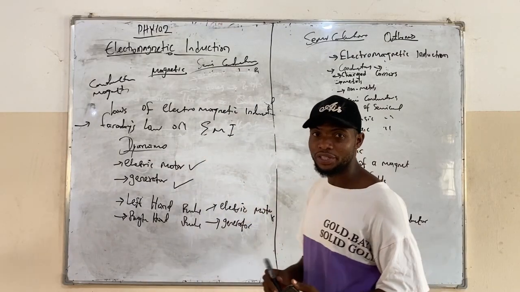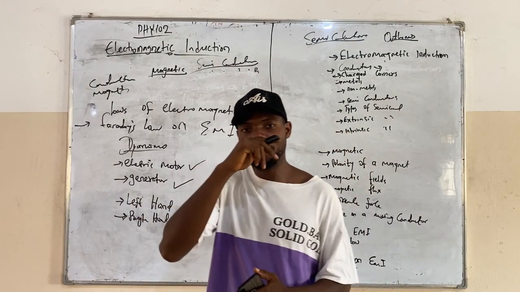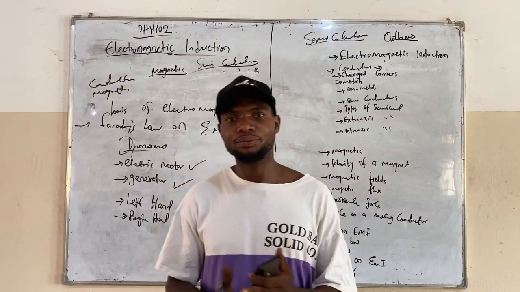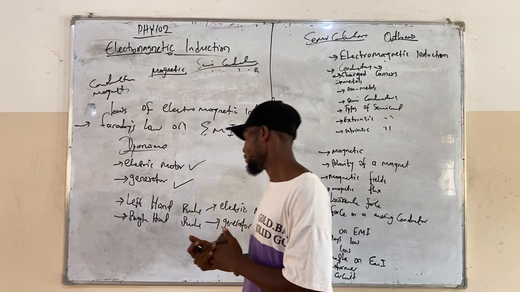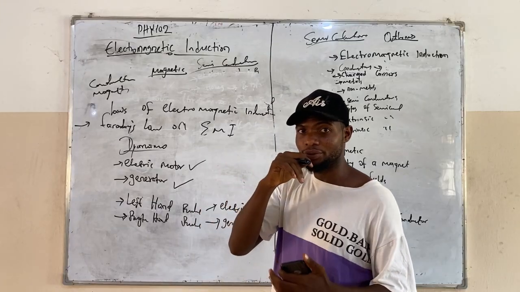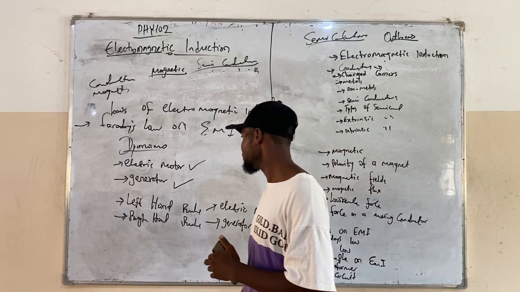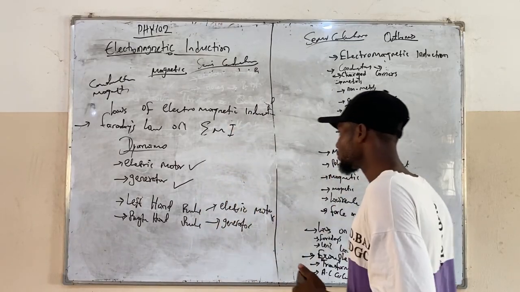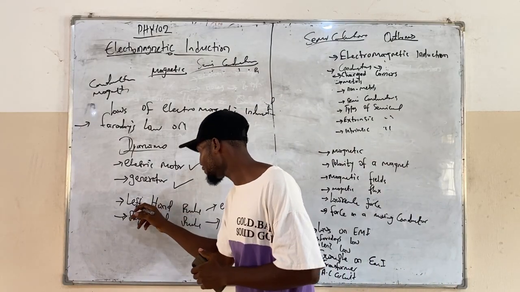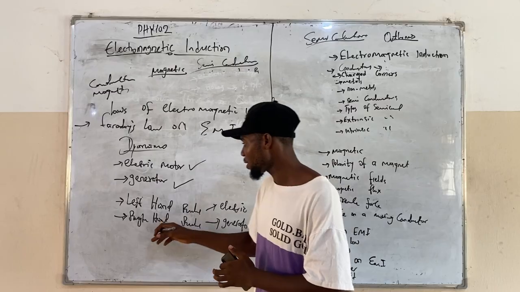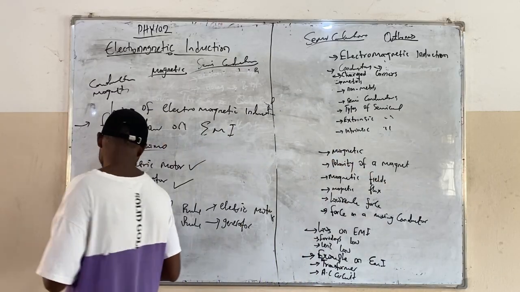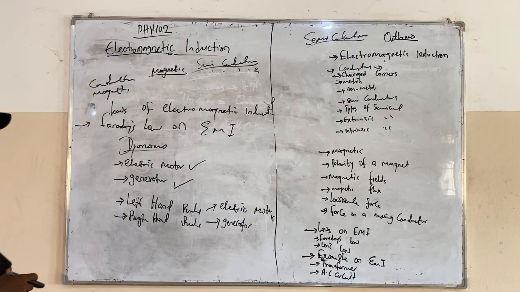When I told you the left-hand rule is used when you're talking about the electric motor, right? Correct. And the right-hand rule is used when you're talking about a generator, right? Correct. The same way we have the left-hand rule, we have the right-hand rule. The only question you need to ask yourself is, is it left or right? It's the same thing.